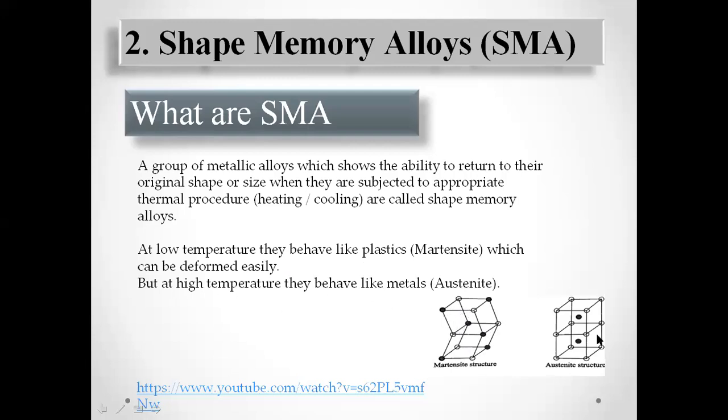At high temperature, it will have the austenite structure, so the atoms are arranged like this. If you change the temperature, it remembers the atom positions, and the atoms will come back to their original positions. That's how it remembers the shape of that material.